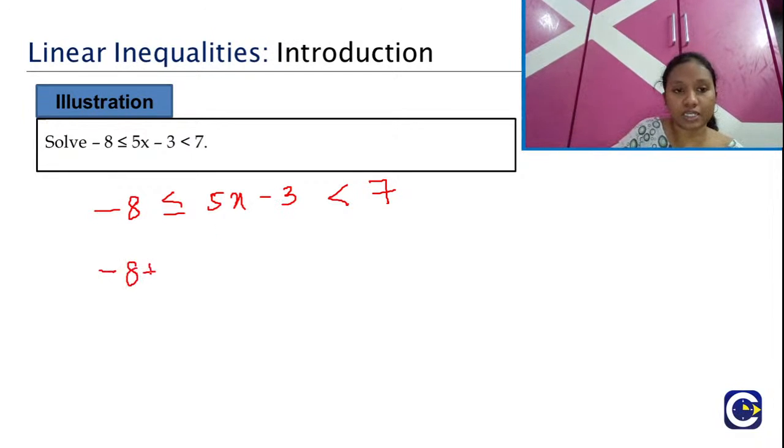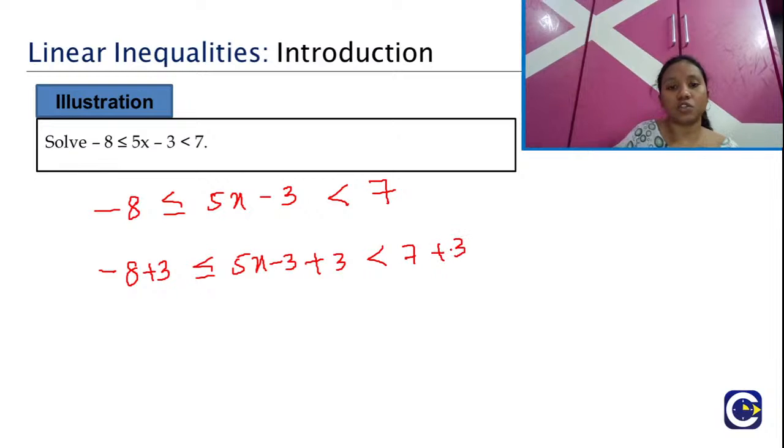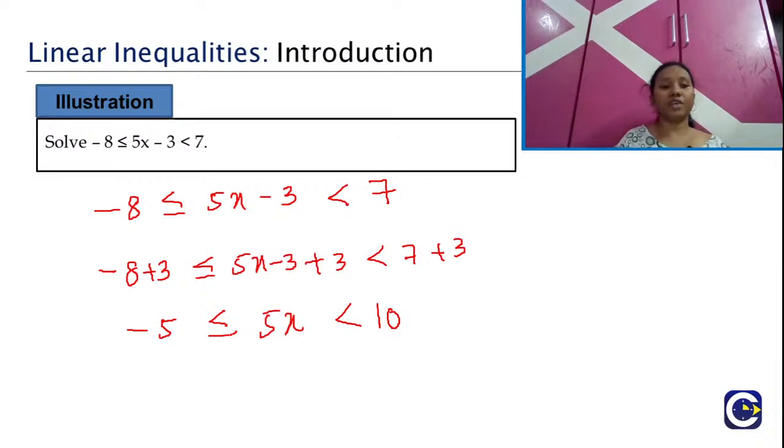That is minus 8 plus 3 less than equal to 5x minus 3 plus 3 less than 7 plus 3. So for the whole inequality, to eliminate the minus 3, I have added plus 3. So now minus 8 plus 3 will be minus 5, less than equal to 5x, as the minus 3 and plus 3 get cancelled, and here 7 plus 3 will be 10. So now we are trying to find the solution. The coefficient of x should be always 1. So here I am having 5, so I should be eliminating this 5.